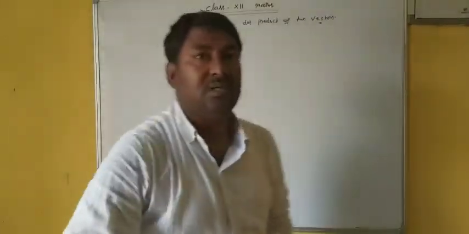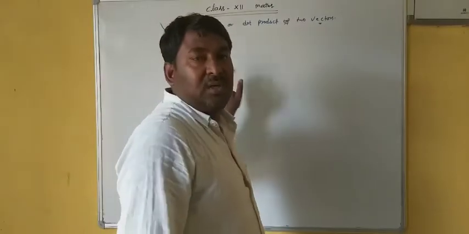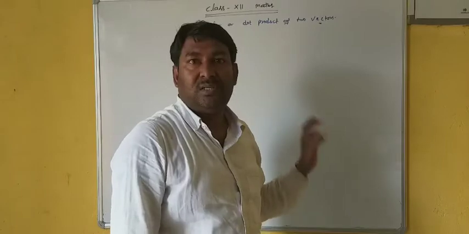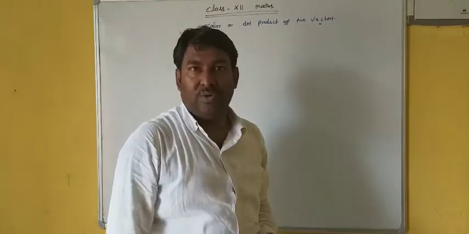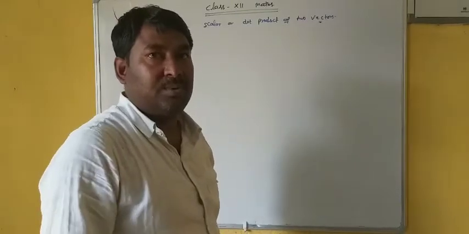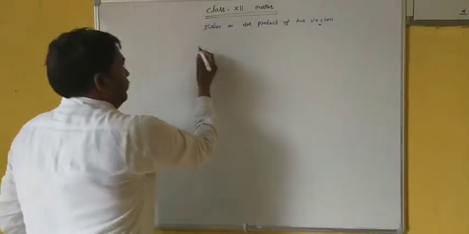Why is this product known as the scalar product? Since the dot product of two vectors gives us a scalar quantity, that's why this product is called the dot product or scalar product. Okay, you have to use that.